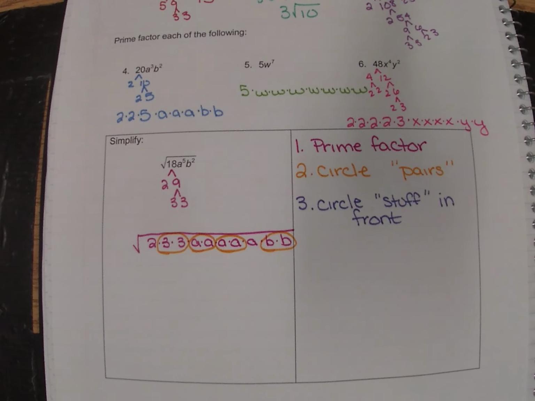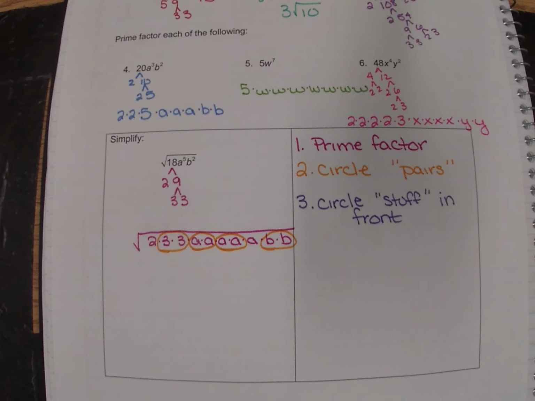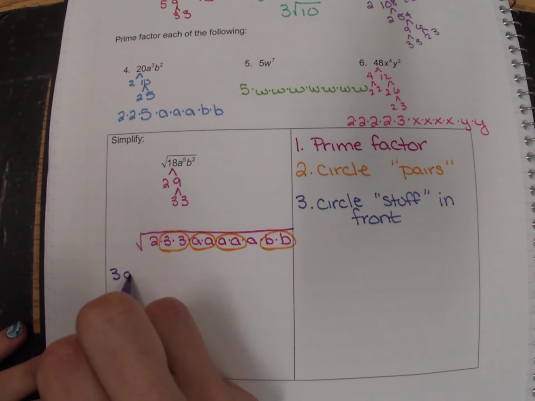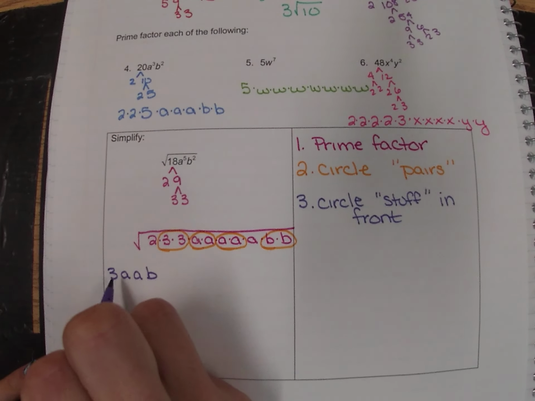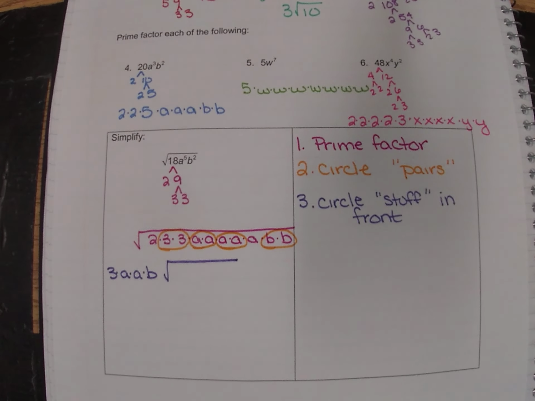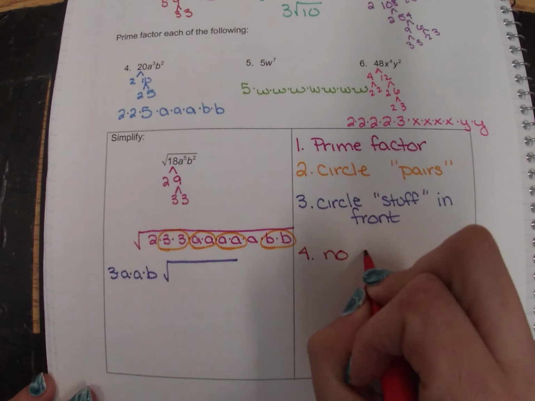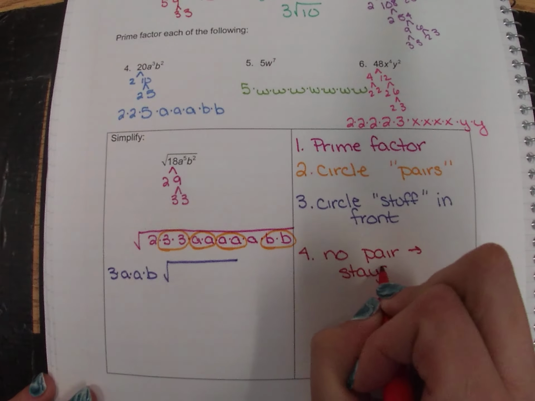But remember, each pair counts as one item. So even though I'm circling 2 3s, I'm only counting it one time. So I'm going to bring 1 3 out in front, an a out in front, another a out in front, and a b out in front. Anything that's in the same place is getting multiplied. And underneath the square root, I'm putting all of my stuff that did not have a pair. If there's no pair, it stays underneath the square root.